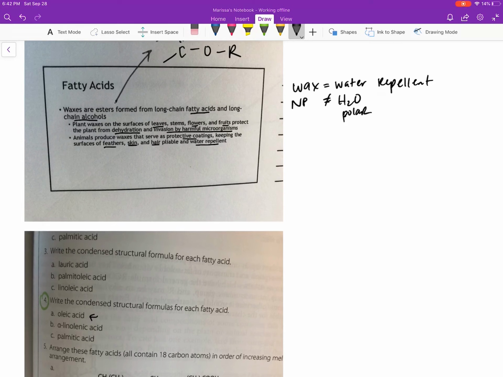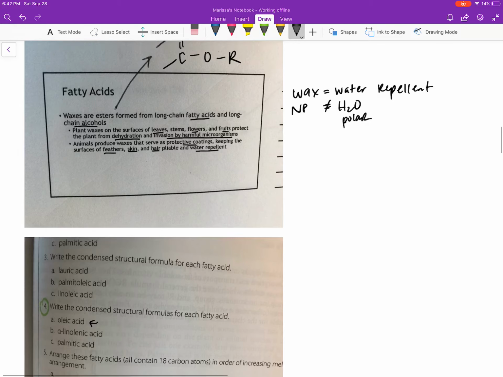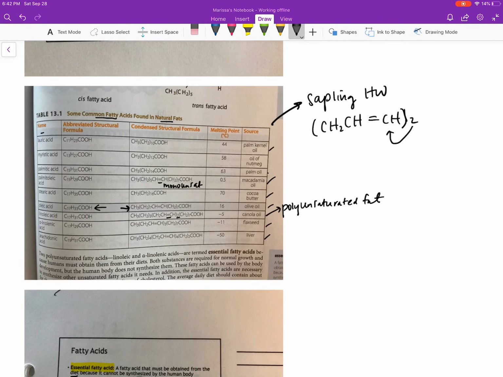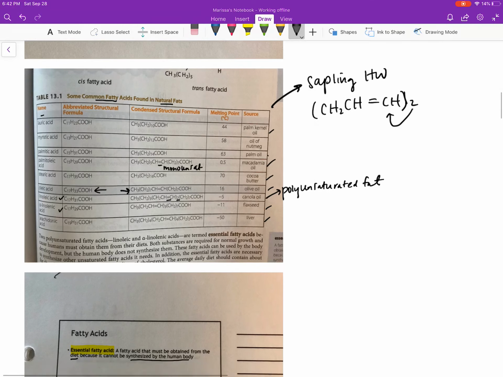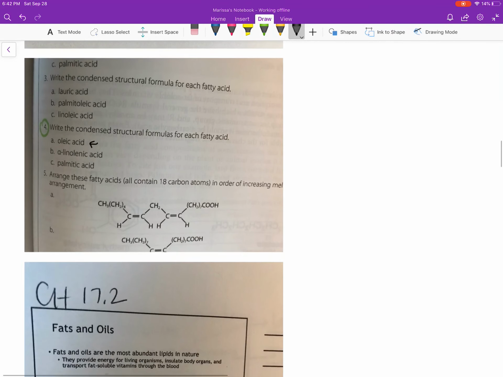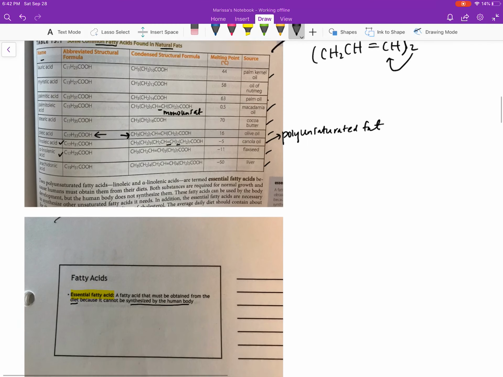right up here. The next one is alpha-linolenic and then palmitic acid. We look up on our chart, we see that they're both right here. Did I get both of those right? Oh, alpha.